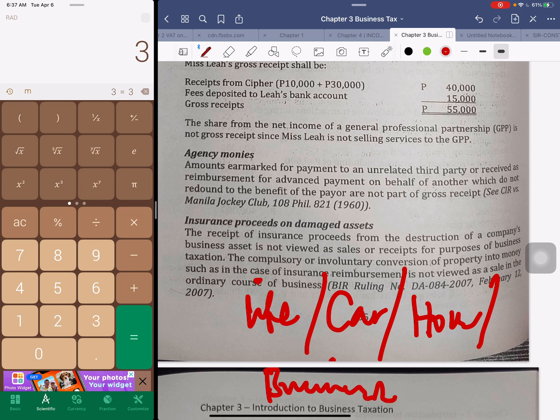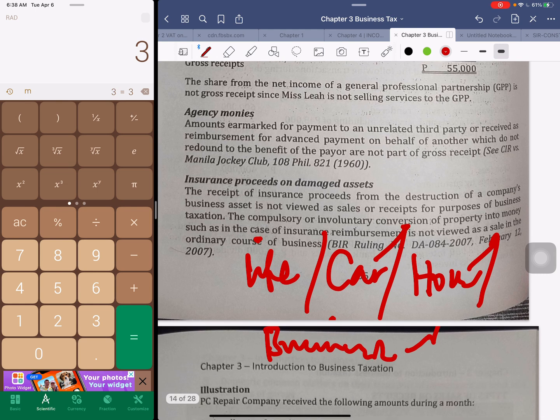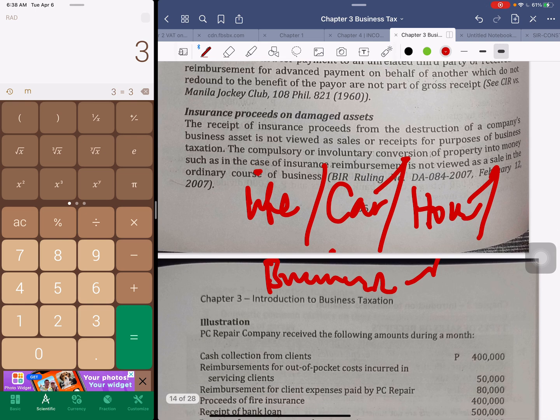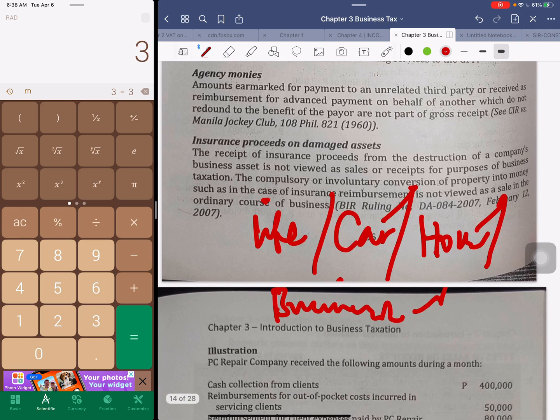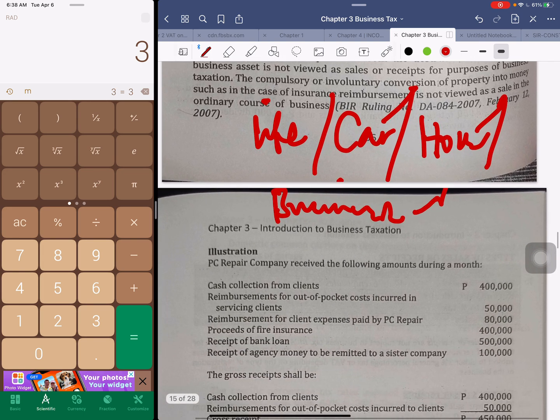So any insurance proceeds na na-receive natin because nasira yung car natin, nasunog yung house natin or yung business natin, no? Lahat daw na ma-receive natin from the insurance companies are not part of gross receipts. Okay? Kasi hindi nga naman talaga sale or ordinary course of business. Therefore, they are not part of our gross receipts, no? So kahit naka-receive pa tayo, wala lang, galing, no?